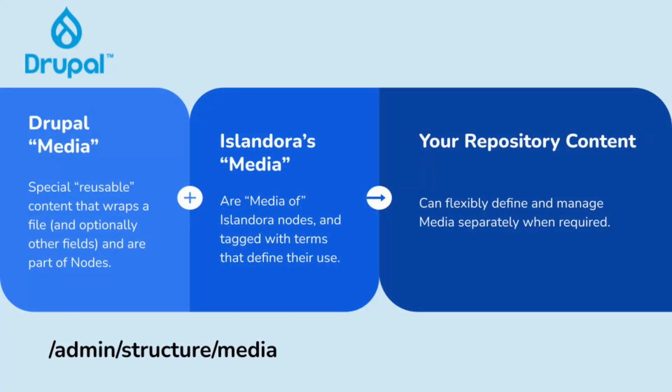What are media? So Drupal media are special reusable content that wraps a file, or more than one file, and optionally other fields, and those are part of nodes. So Islandora extends this idea of Drupal's media. So Islandora's media are media of Islandora nodes and are tagged with terms that define their use. This means that your repository content can be flexibly defined and you can manage your media separately when you need to. When you see these paths on the bottom, this is just where you would go if you want to say, okay, what is this media? Where are my configuration options? I've just put the path on the bottom for you to do that.